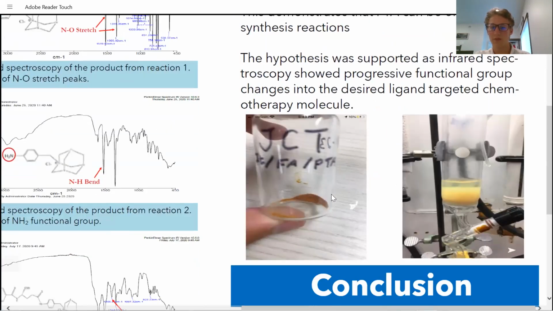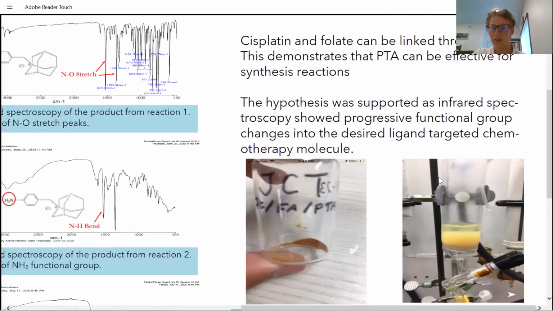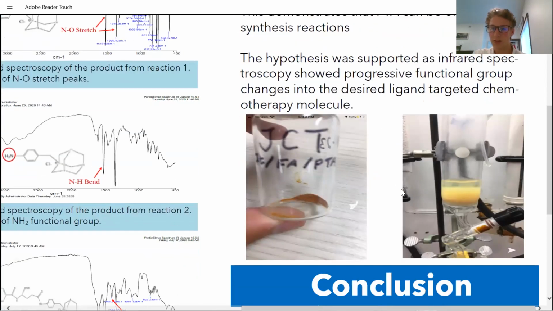And this is an image of my final product. Might not look like a lot, but doing the synthesis protocol, you don't want to have a lot of waste, so doing this on a small scale is fine. And this is the filtration of my activated folate, which has a beautiful color, and you can see it's being held under nitrogen to keep it from reacting with air.